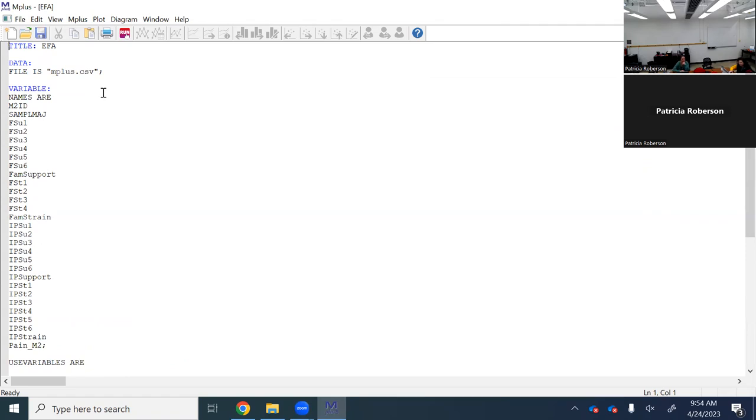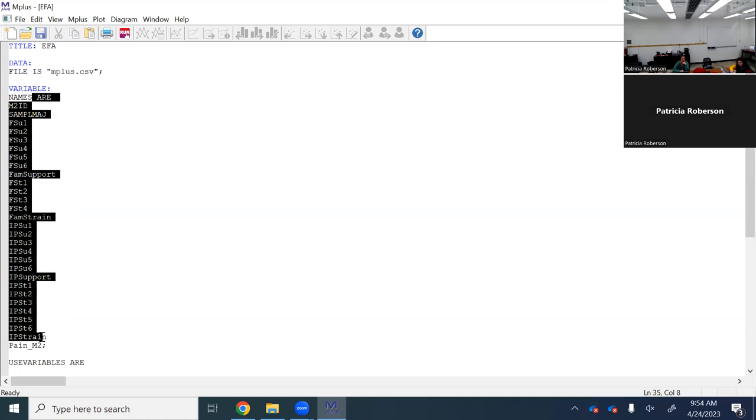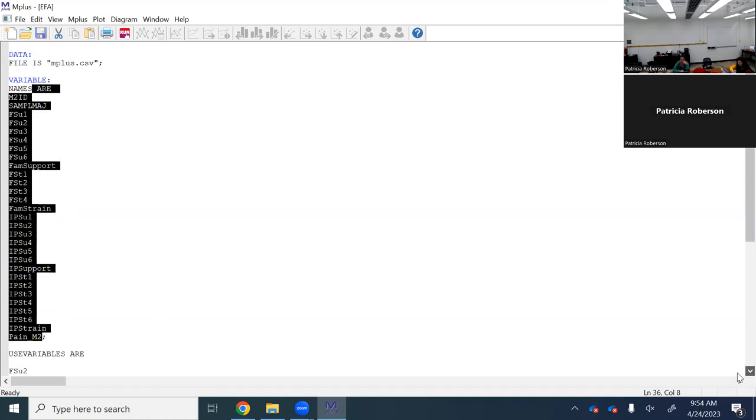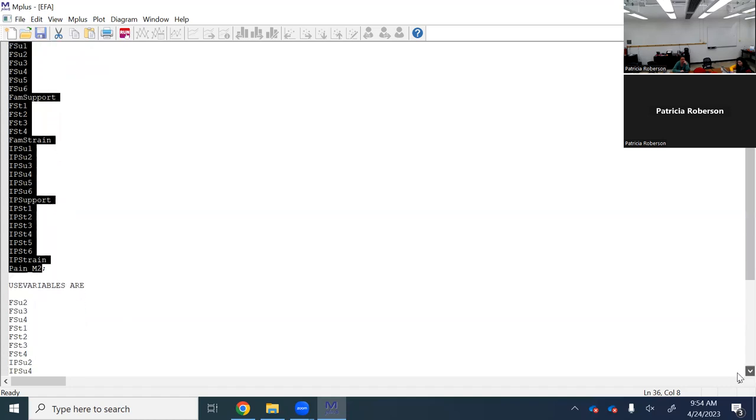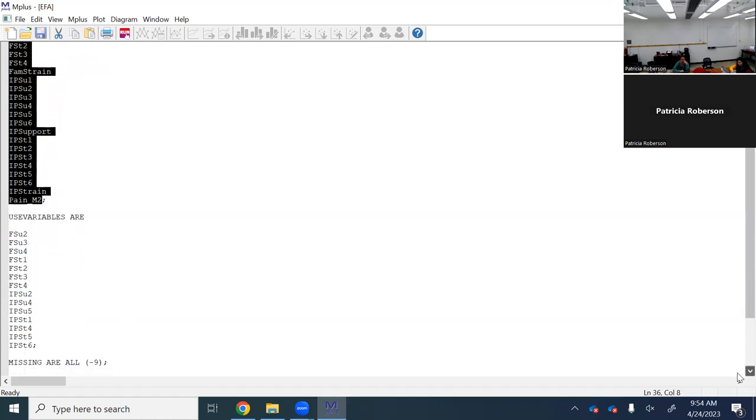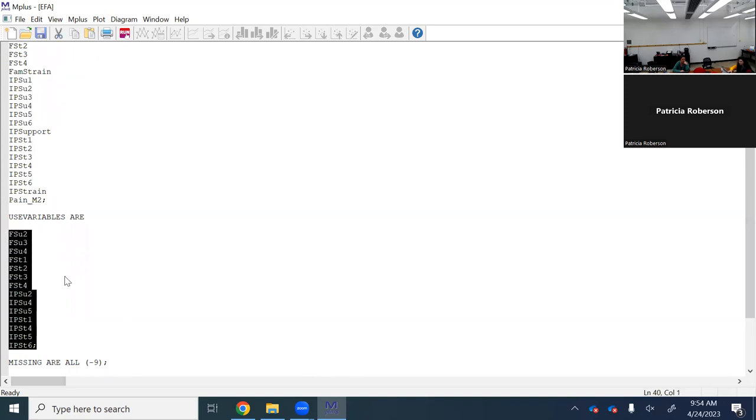So I already have this all prepped. You put in the data file and then the variables as they are, all of the variables as they're listed in the data file, in the same order. Then the way Mplus works is you have to tell it what variables you're going to use specifically for this study.